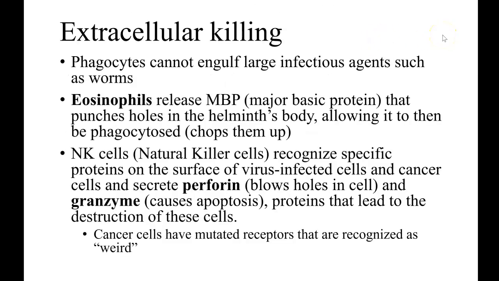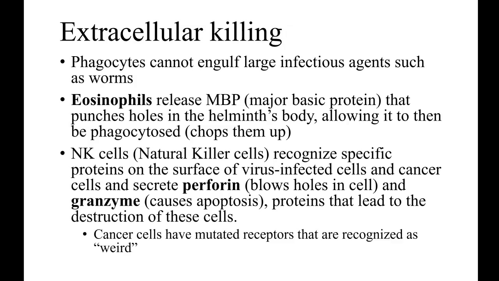Now, there may be some larger things that our body needs to get rid of, like those helminths. If you remember, we talked about worms in the parasitology chapter. Eosinophils are going to help us with that. These worms are going to be too big for those phagocytes to gobble up. So what eosinophils can do is release MBP, major basic protein, that basically blows holes in the side of the worm body and chops them up into little pieces so that those phagocytes can come in and then gobble up those little pieces.